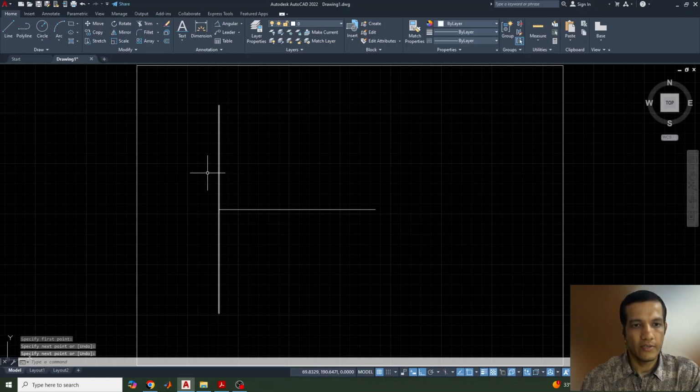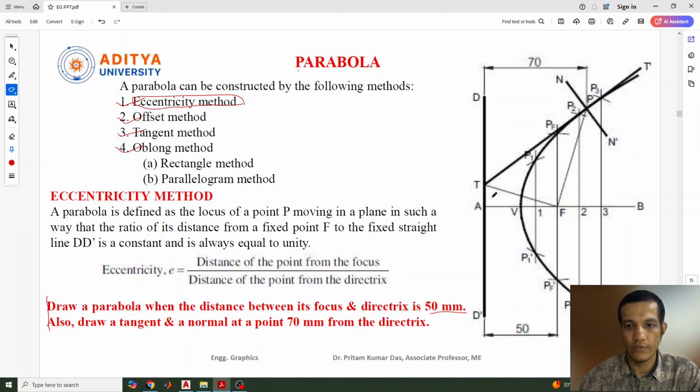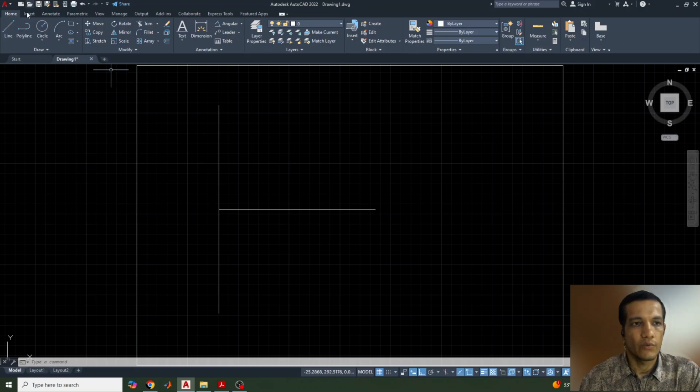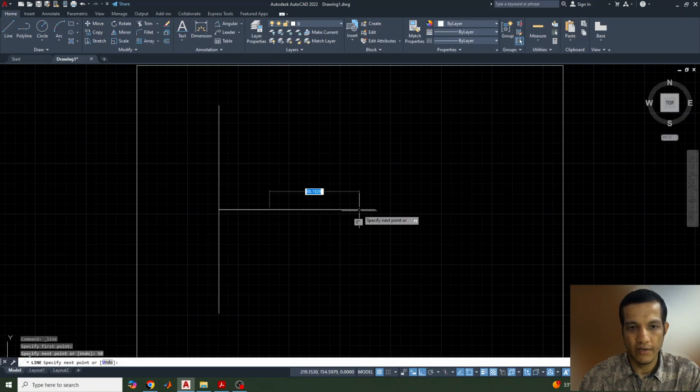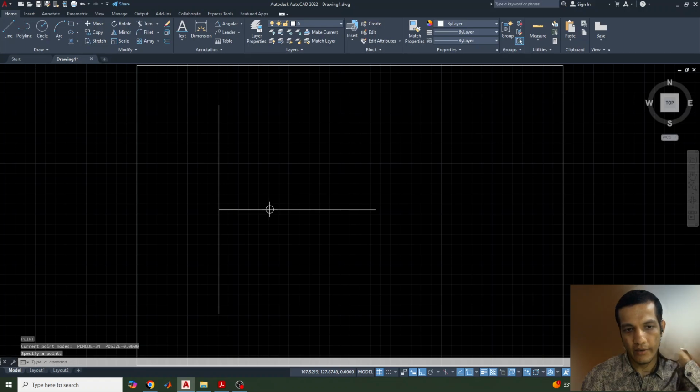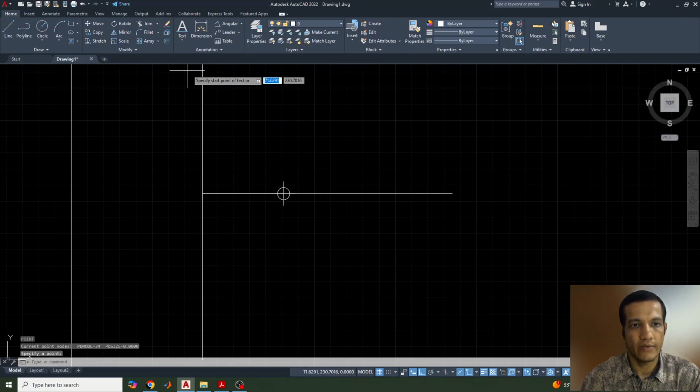This is the directrix of the object. The directrix line needs to be drawn with arbitrary length, there is no distance for this. From the midpoint of this we draw another line, the line AB, and the distance is given: the focus is 50 mm from the directrix. So from this we need to take a distance of 50, select this side, give a point for the focus, and mark it here.